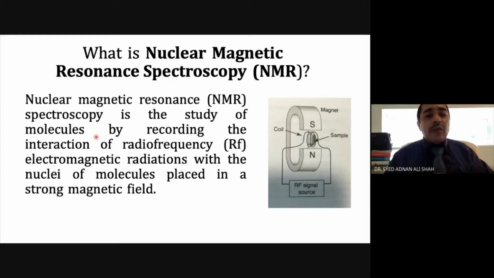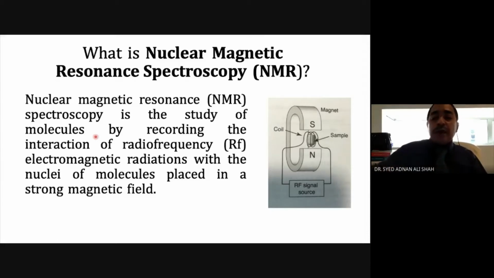So nuclear magnetic resonance spectroscopy is a spectroscopic technique in which the molecule, meaning your sample or any sample, interacts with radio frequency, which is actually low energy photons that strike the sample, and we get information about the sample's chemical entities, which can be shown in the form of a spectrum.